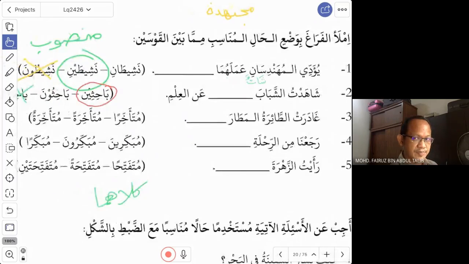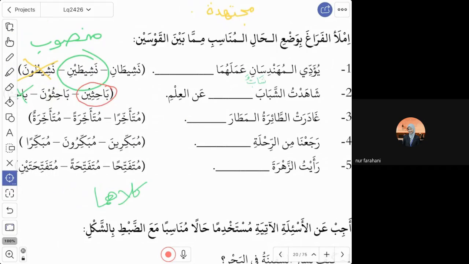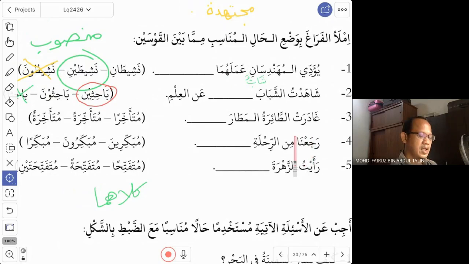If you have any question, please ask. Please interrupt me and ask questions. غادرت الطائرة المطار. So the طائرة left the airport. Anybody remember the meaning of ta'ira?